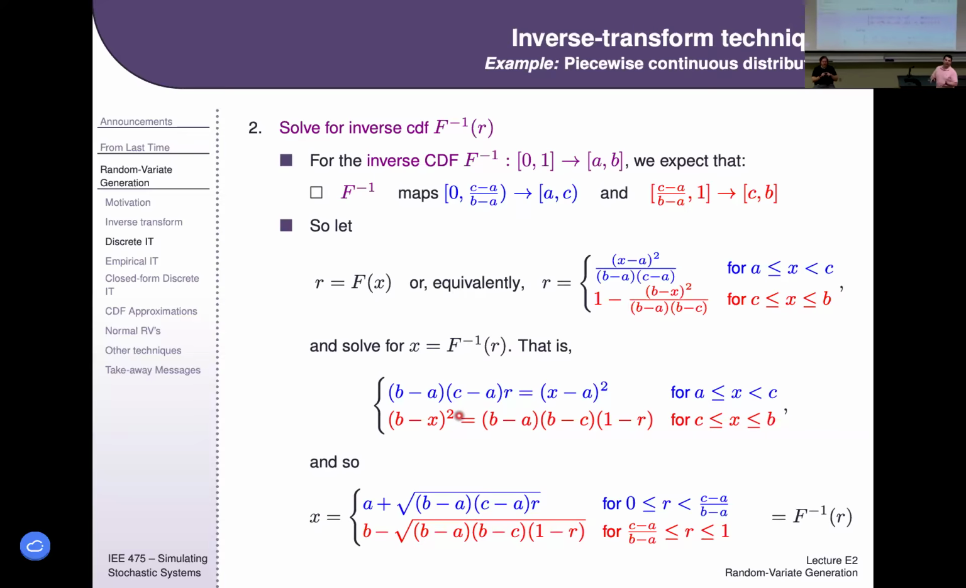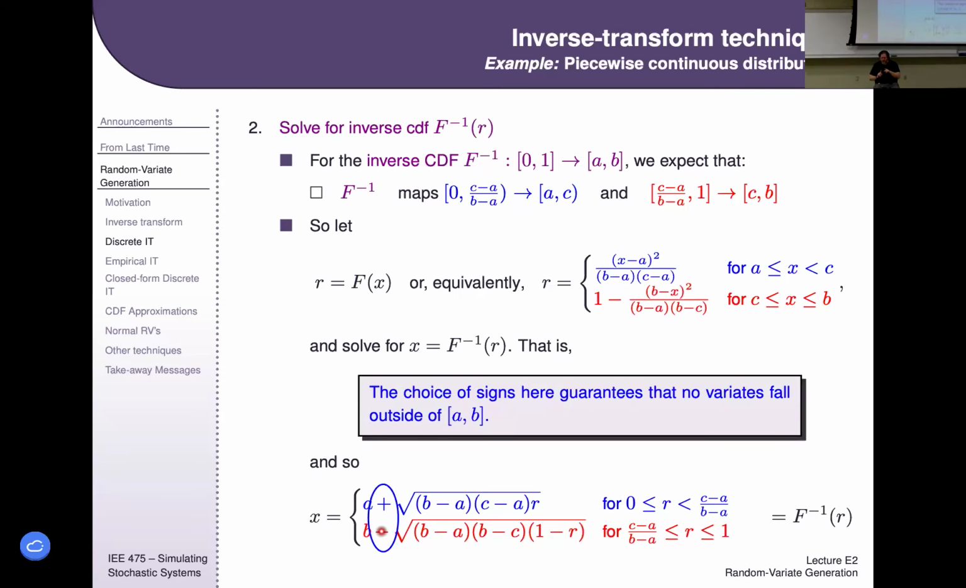But notice, since there's square roots, I had to make a decision about whether this was going to be a plus or a minus, or this was going to be a plus or a minus. And I chose this to be a plus and this to be a minus. Why did I choose those? I chose those to make sure my X range was met. So I know that for this R range, from 0 to this breakpoint in R, I want X values that go from A to values greater than A. So I need to add to A. So that's why I chose a plus there.